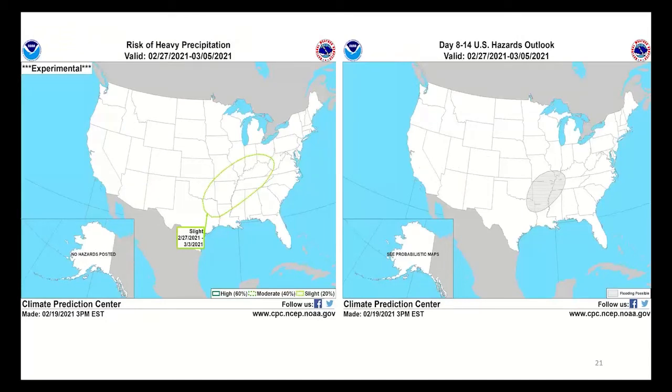So given the background climate state, that 500 millibar height pattern and some tools as well, we did post a slight risk of heavy rain, which ended up coinciding pretty closely with that axis of 2 to 6 inches of rain during that 1 week time period. And also we had flooding posted across the lower Mississippi River Valley.